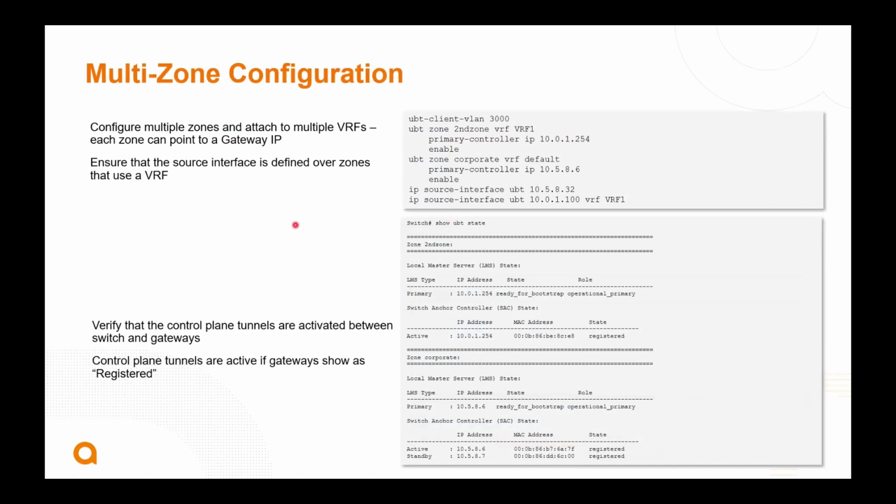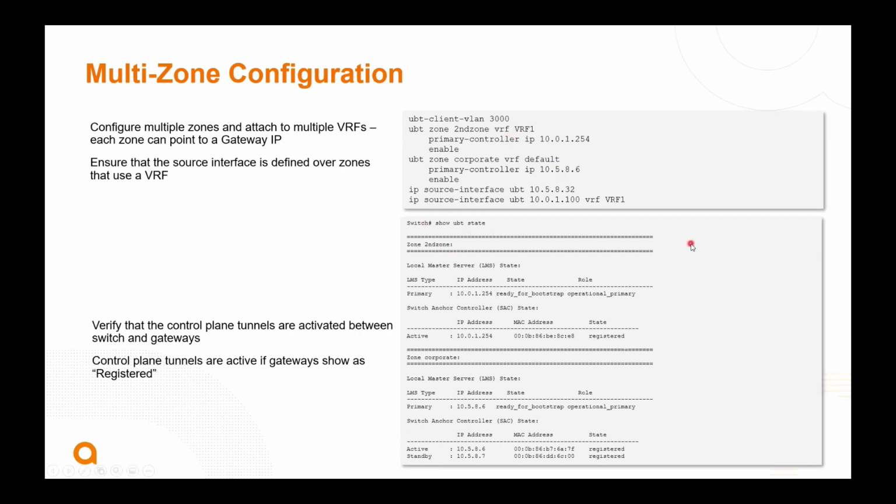For multi-zone configuration, we can simply add another zone into the tunneling profiles. So I have a second zone here that's configured and pointing to a separate gateway on a separate subnet. And then I have my main corporate zone that I'm tunneling to my main cluster of gateways. And then I can specify a separate VRF for that second zone.